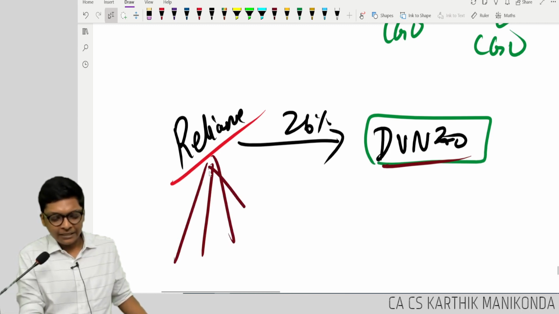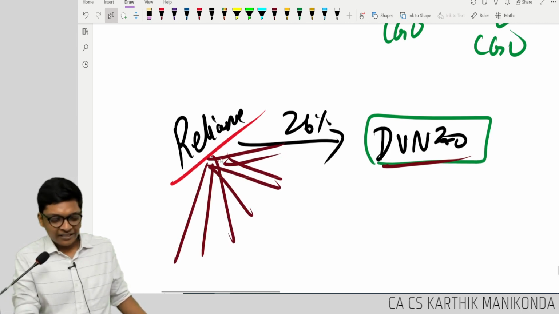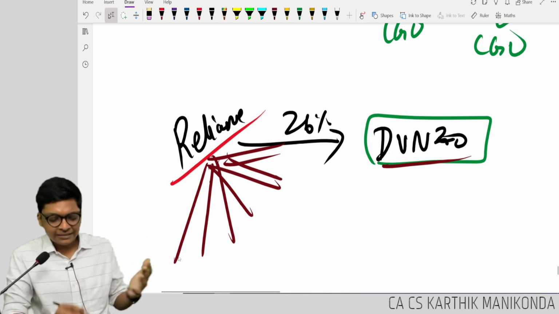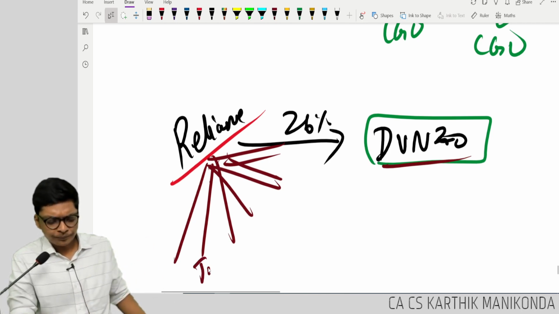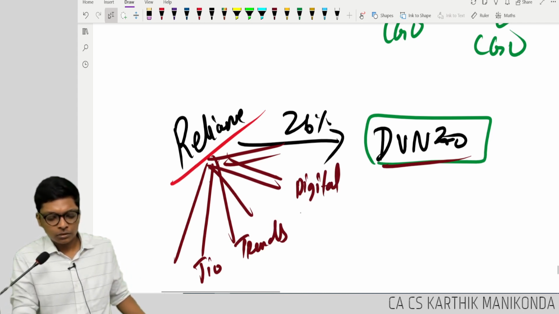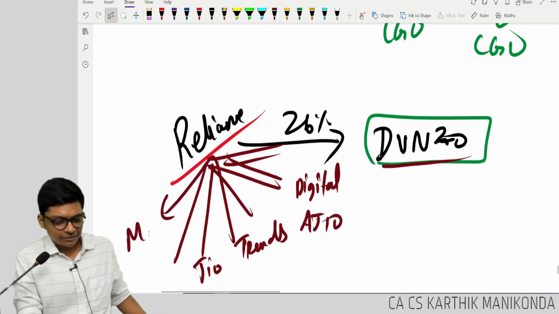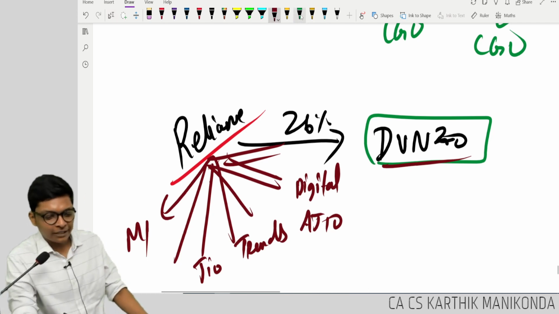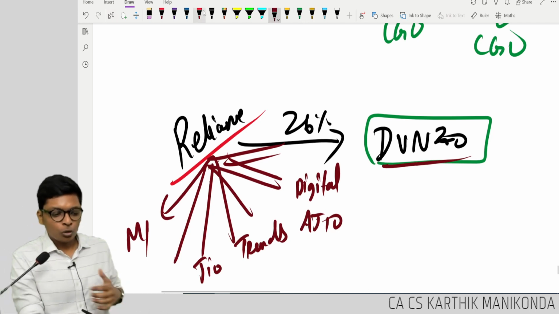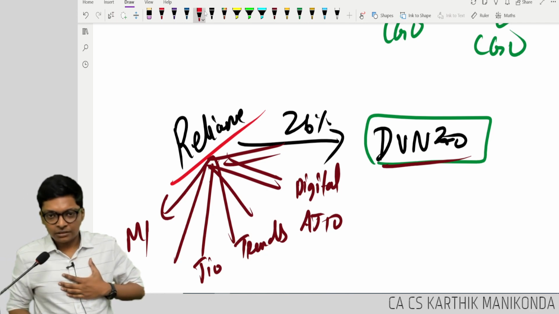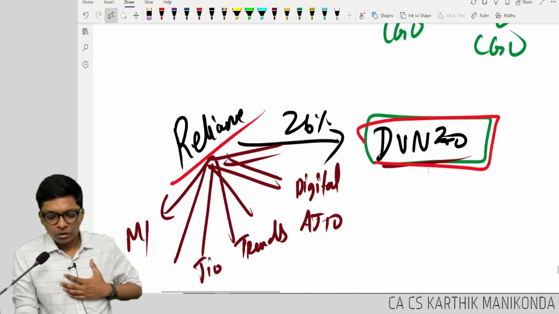But Reliance has multiple other businesses. If I have to name the businesses, we'll need half an hour. Just a few examples: Jio, Reliance Trends, Digital, Ajio, Mumbai Indians, then other sports investments. Okay, fine, guys. Now, for Reliance, Dunzo is a CGU.